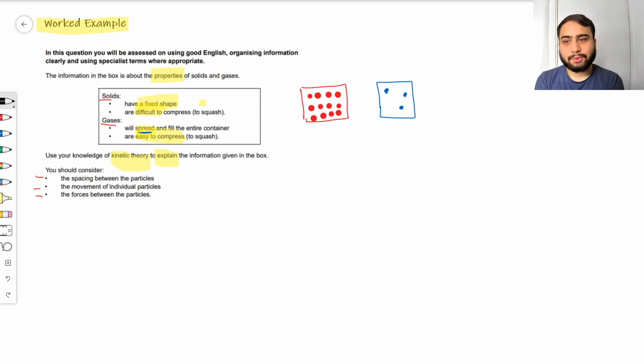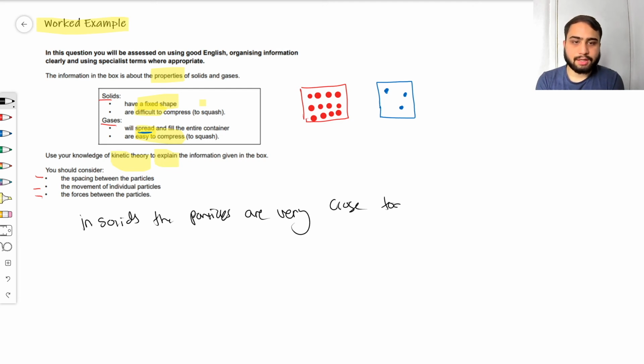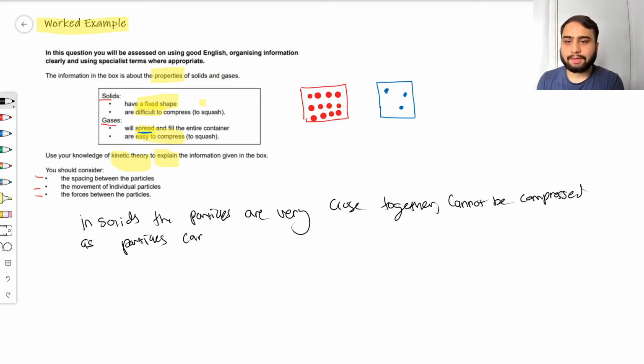So, you wish to consider spacing between particles. So, in solids, the particles are very close together. So this means that they can't really get closer. So that means that solids cannot be compressed, as particles cannot move closer. Okay, so that's our first point there.